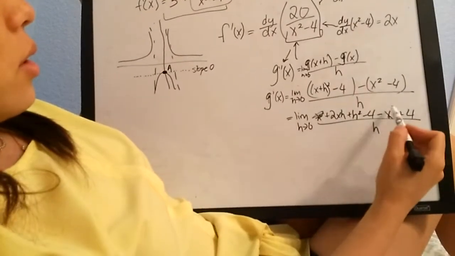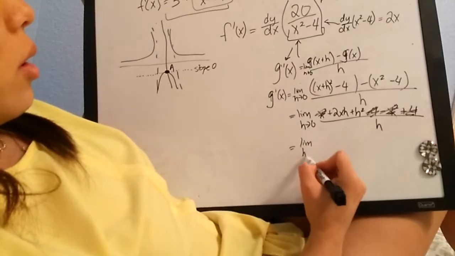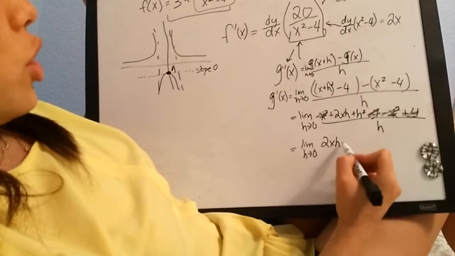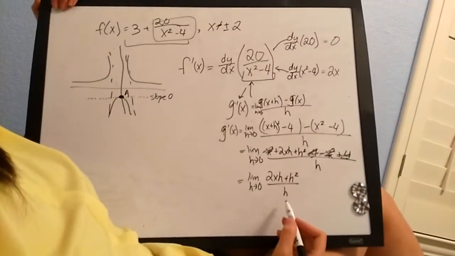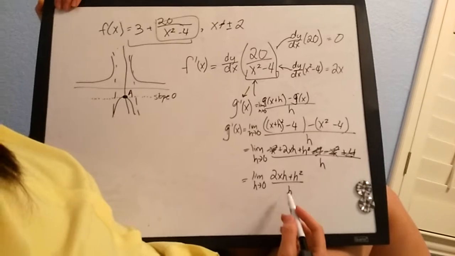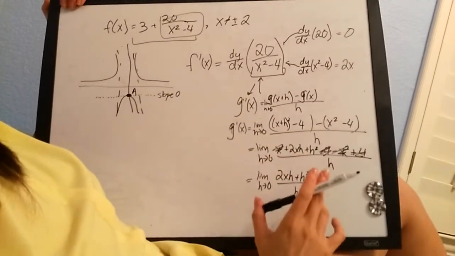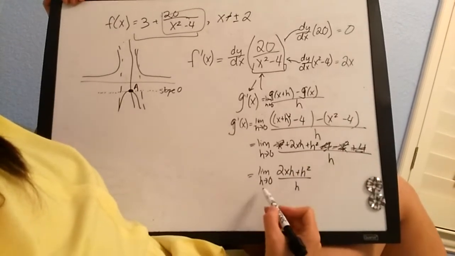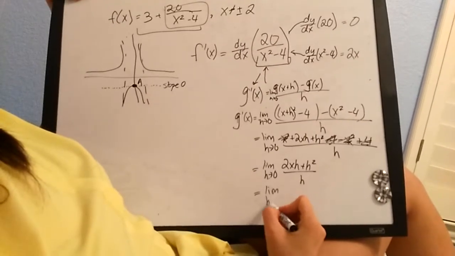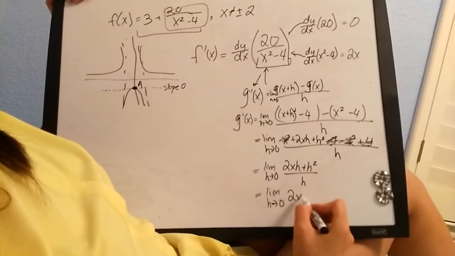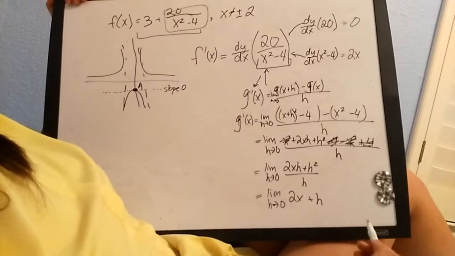Let me see, these cancel out. That equals 2xh plus h squared over h. Because as h goes to 0, it doesn't matter if h ever reaches 0 or not, so we could cancel the h's out, because h is never going to equal 0. So that equals the limit as h goes to 0 of 2xh over h, which is 2x, plus h squared over h, which is h.